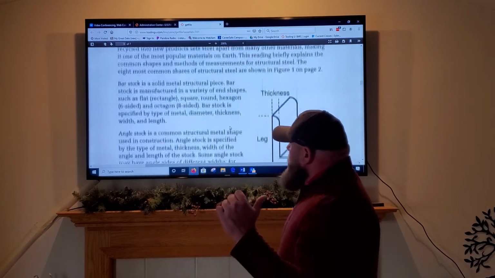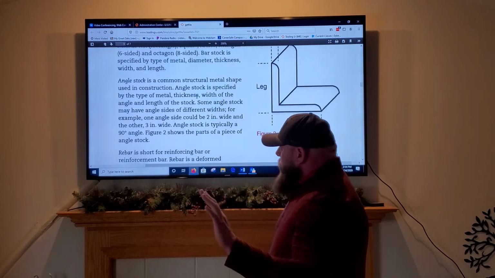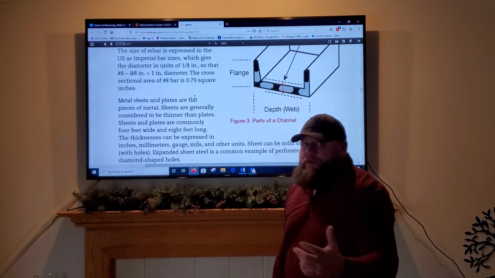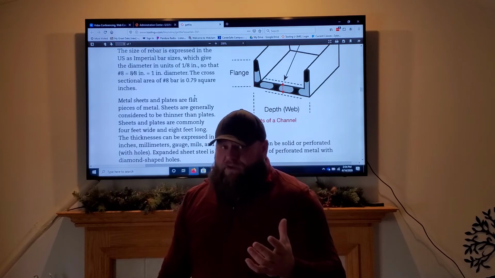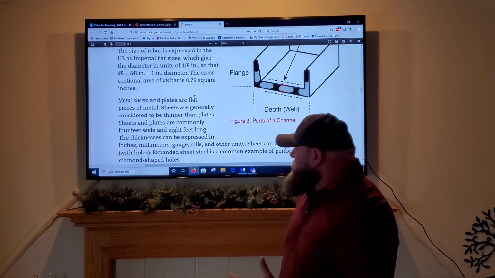So we've covered, again, just to recap, we've covered bar stock and angle stock and rebar. Now we got metal sheets. These are the most common that you see in the lab. We get these a lot in the 4x8 sheets. We get them in 6-inch, 20-foot long strips that we cut into coupons as well.